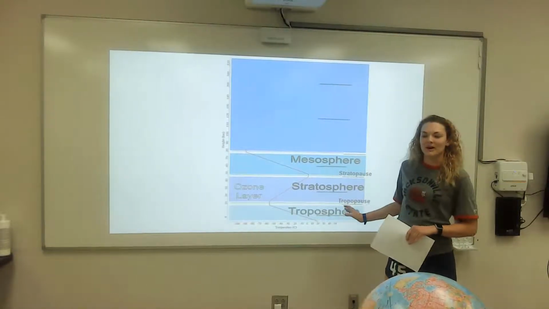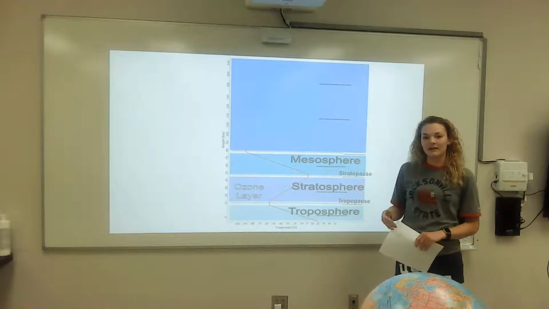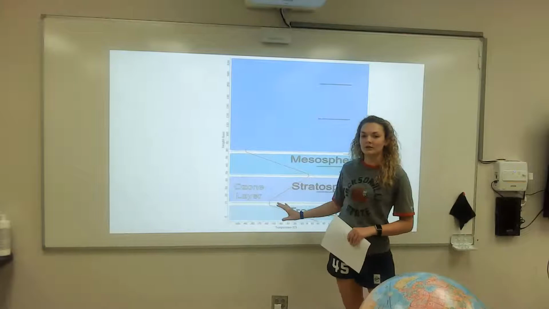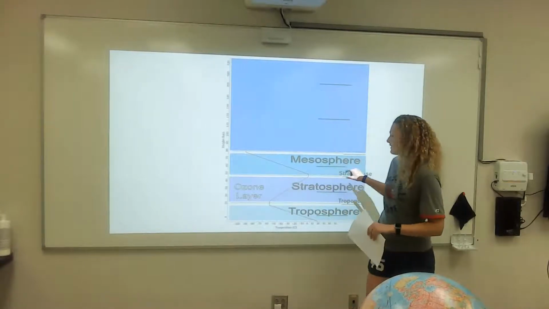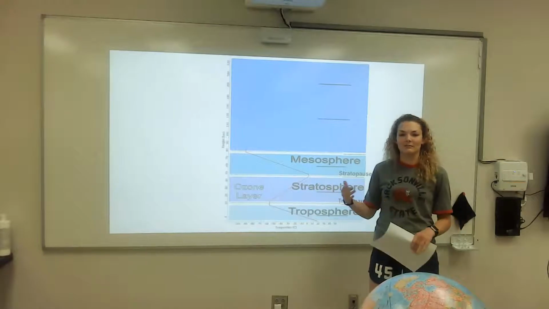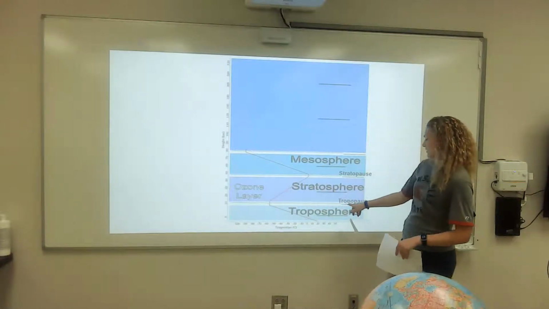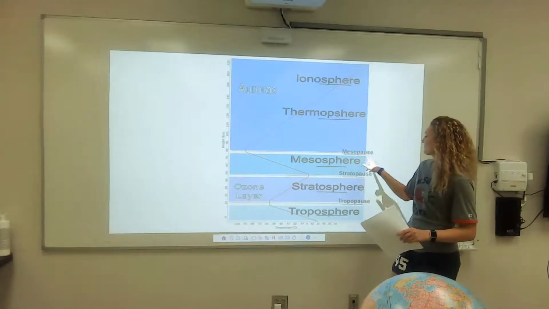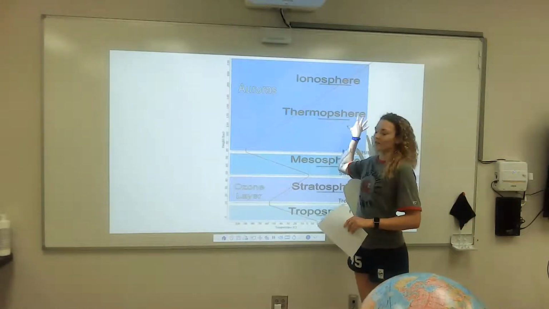And then another thing to mention is in between all these layers, there's pauses. You can think of these pauses as a buffer zone in between each of the layers. Because they have such unique temperatures in the layers, there's a little buffer zone to give space for the temperature to change. And so you have the tropopause, the stratopause, and then you have the mesopause. And then up here you have the thermosphere.